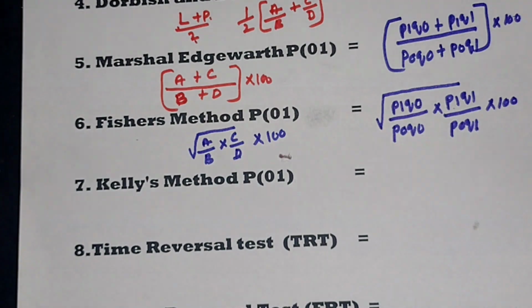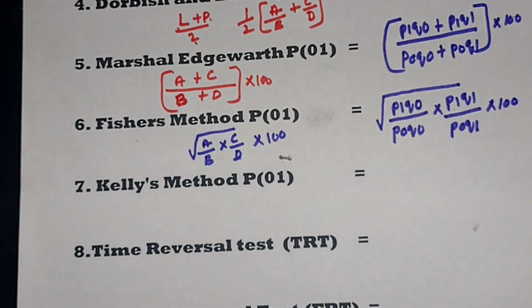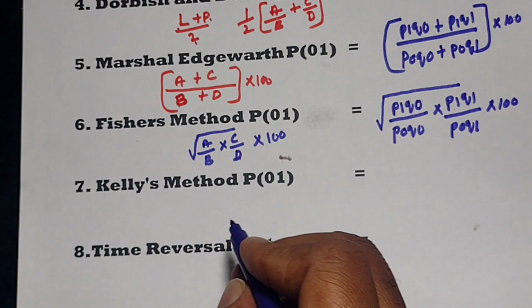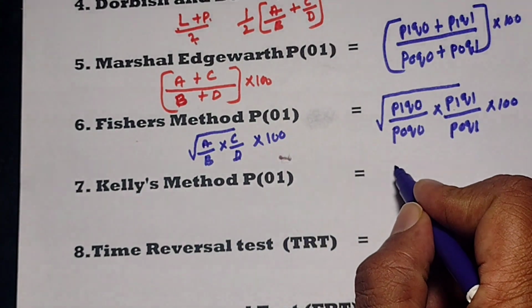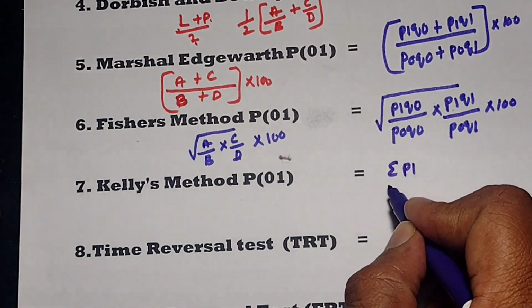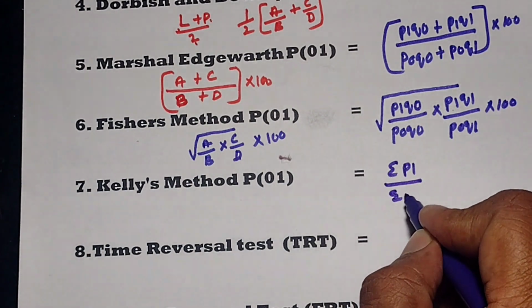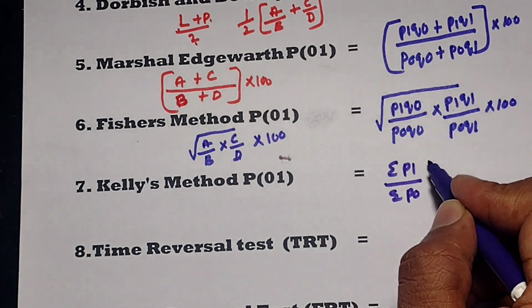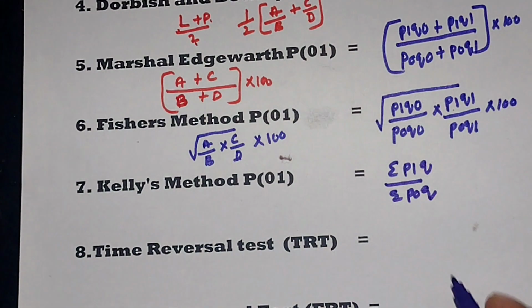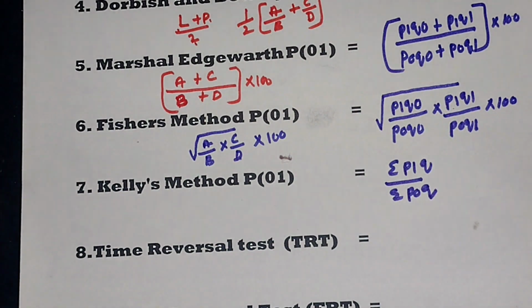Next, coming to Kelly's. Kelly's is another statistician who compares summation P1 divided by summation P0 with only quantity. It is not given either as previous year quantity or current year quantity. Directly it is the quantity.